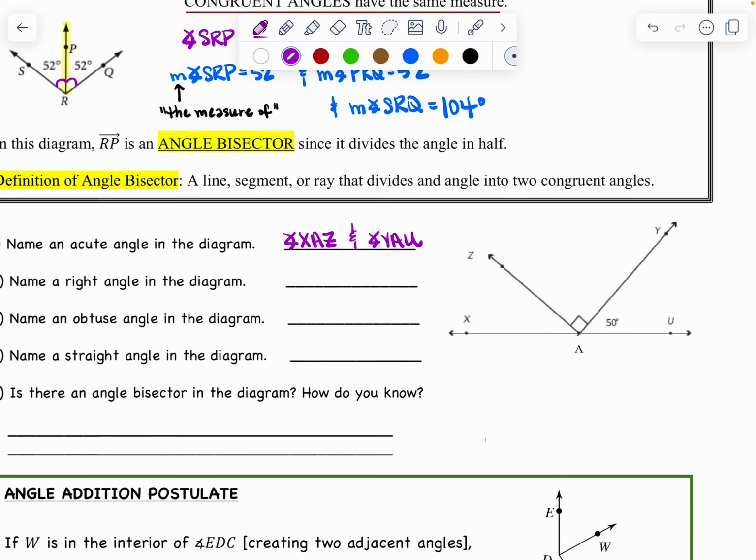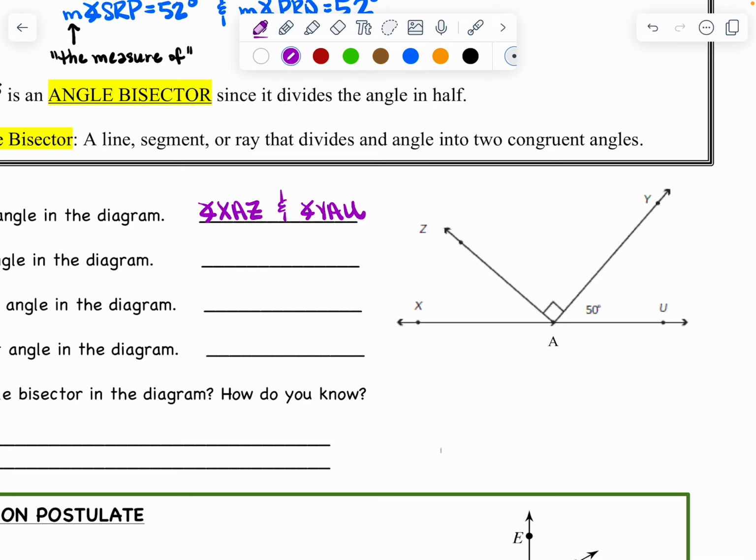All right, the next one is asking for a right angle. Well, remember, we're clue finders, so there's my right angle, right? Because I see that right angle box. So angle ZAY would be an appropriate name. Notice my middle letters are all A's because A is the vertex point for all the angles in this picture.